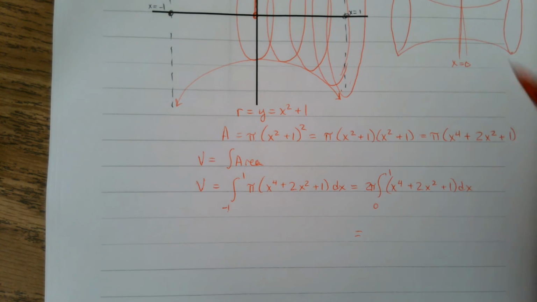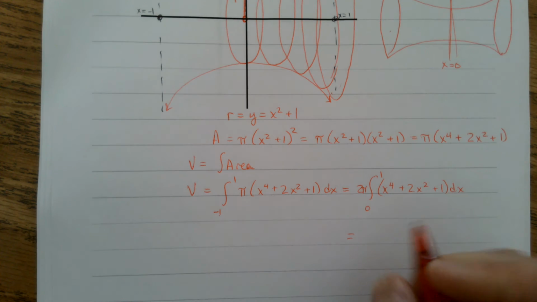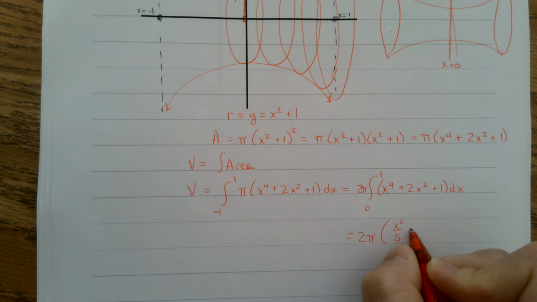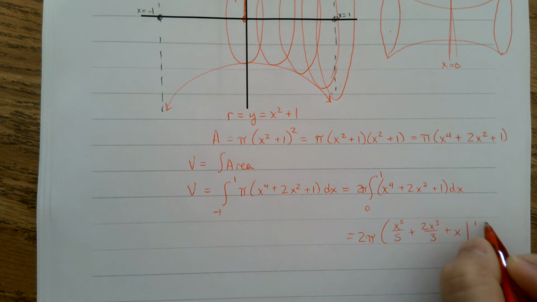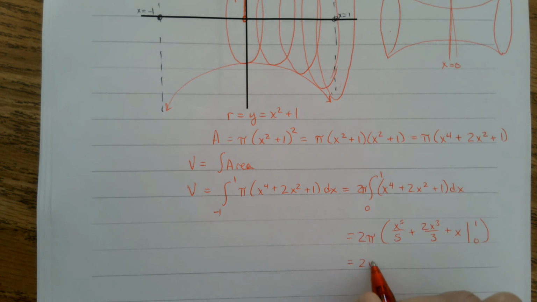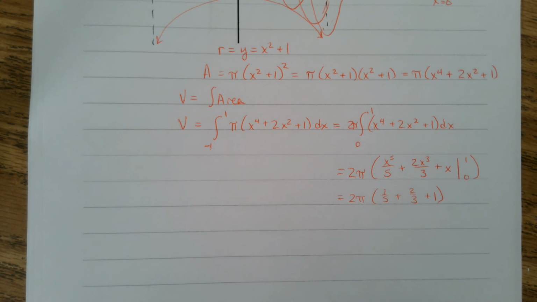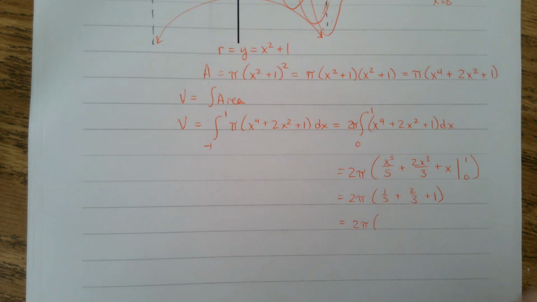So the volume of this funky looking shape, you tell me what you want to call it, is going to be 2 pi times x to the 5th over 5 plus 2x cubed over 3 plus x, from 0 to 1. And we'll get 2 pi times 1/5 plus 2/3 plus 1. Oh, you guys know me. I don't like having to do the common denominators for algebra here, but it looks like we're going to.